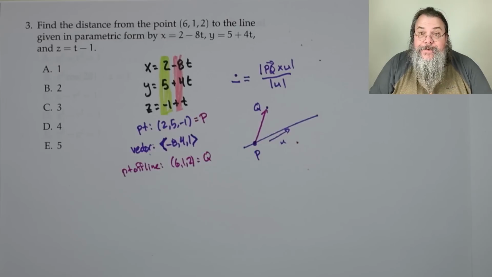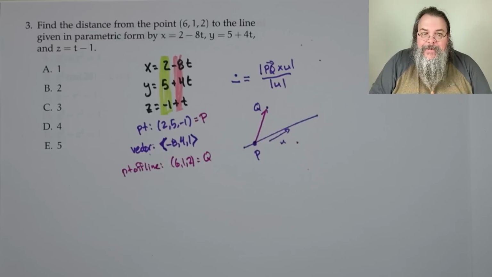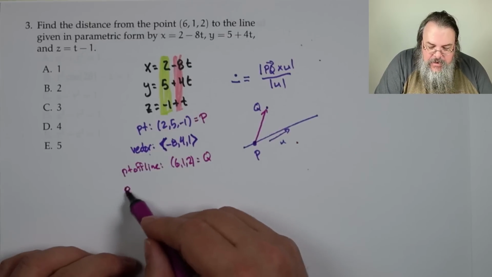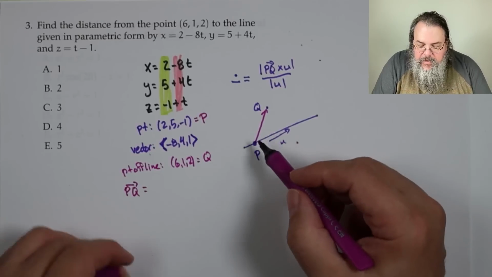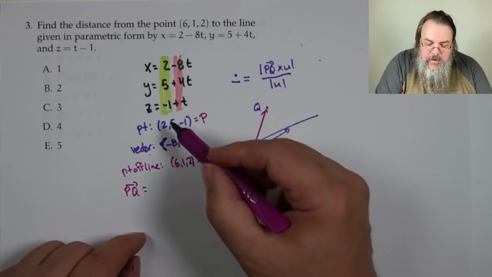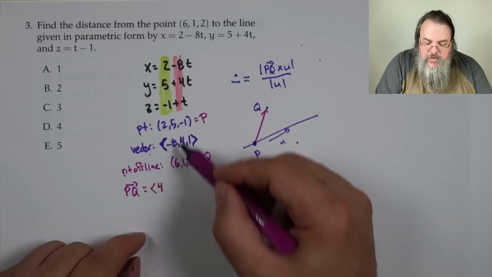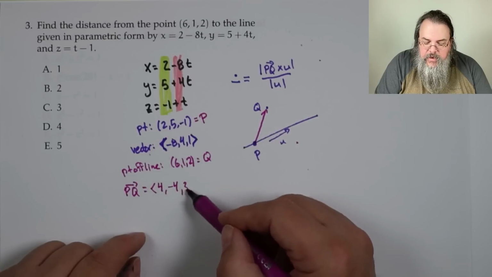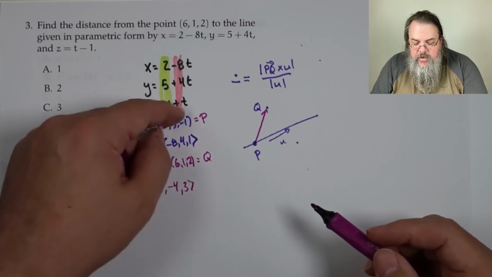So what do we need to do? We need to find this vector. All right, so here we go. The vector PQ is, and remember, how do we find vectors? We say, how much did we change? Well, if I'm going from P to Q, I go 2 to 6. That's a 4. 5 to 1. That's a -4. -1 to 2. That's a 3. So we have (4, -4, 3).